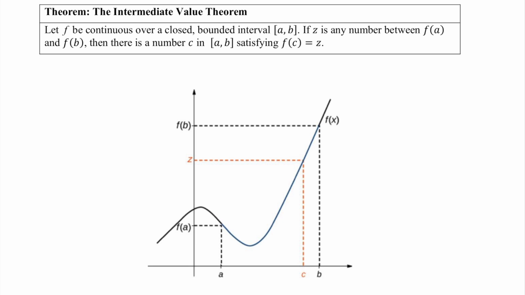In simple words, if a function is continuous and you move from x equals a to x equals b, the graph cannot skip any values in between. It must pass through every value between f of a and f of b. So if we choose a number z between those two values, the graph must cross that value at some point. And that point happens at some number c in between a and b. At that point, we have f of c equals z.